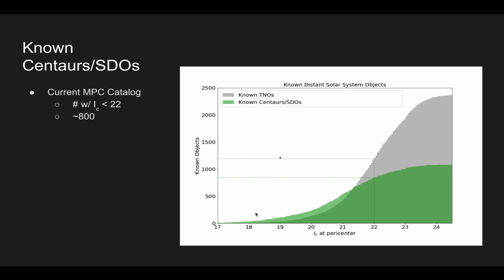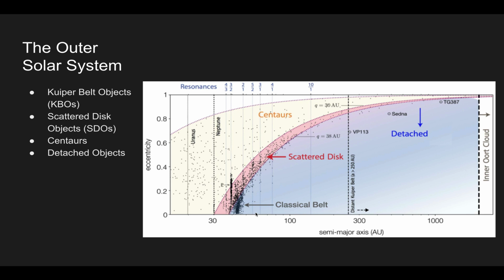So the rest of this talk is going to be trying to describe how I'm working with Matt Holman and Mike Alexanderson on an ongoing TESS project to search for new distant solar system objects using TESS data. The rest of this talk is going to be going through how we are actually going to do that using current and future TESS data.